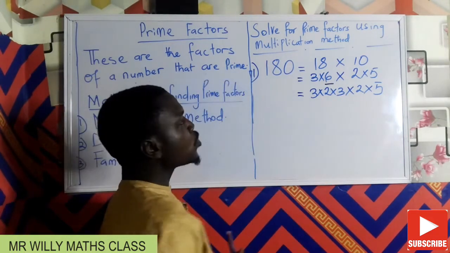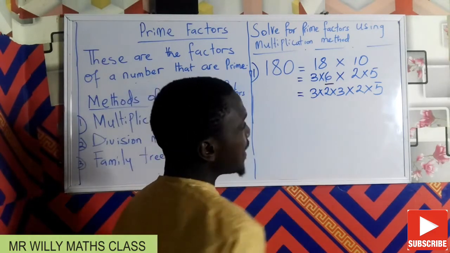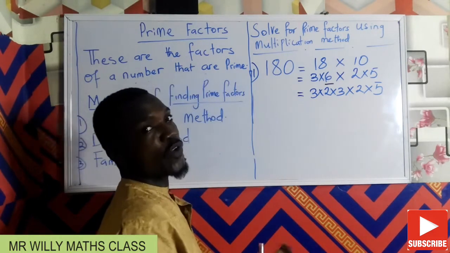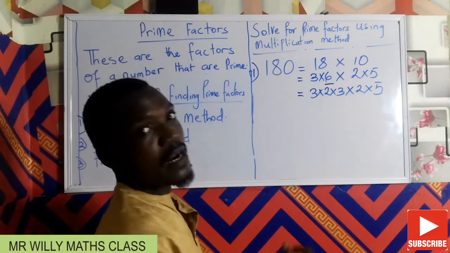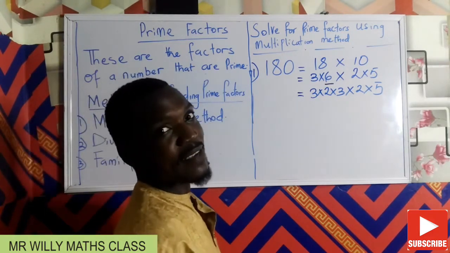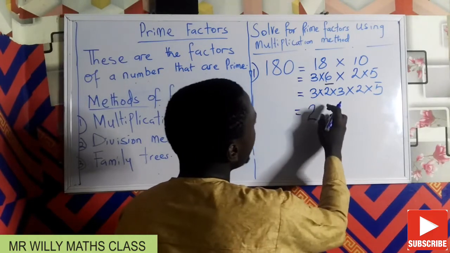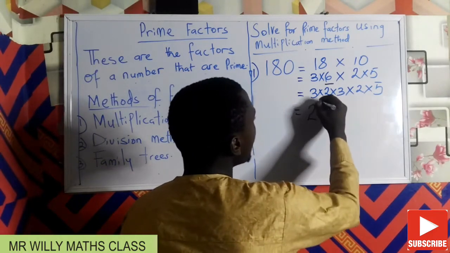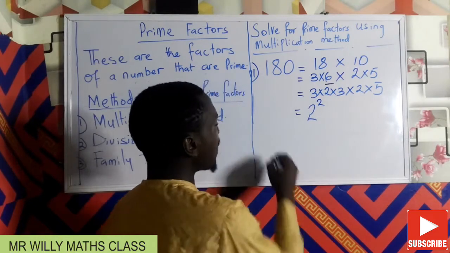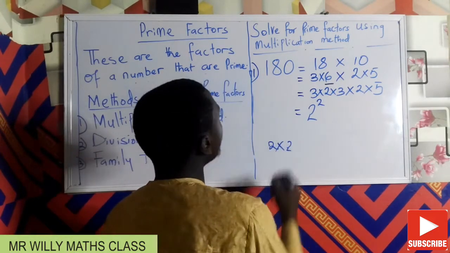It is possible for you to express this in index form. And index form is just a short way of representing a number that has multiplied itself in repeated ways. For example, if you look at 2, I'm going to represent it in index form. How many 2 do we have? That would be 2 raised to power 2. What 2 raised to power 2 means is that 2 times 2.